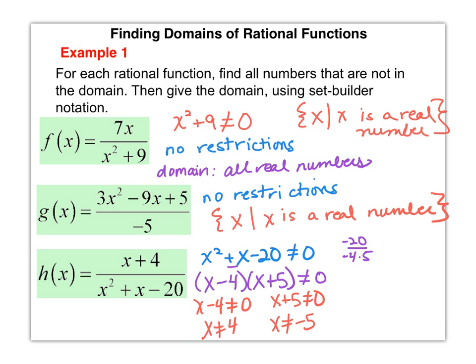Every other value of x will be part of the domain of this rational function, except for those two values of x. And we could say, using set builder notation, that the domain is all the x values such that x is any number except 4 and negative 5. So we can say x cannot equal 4 and x cannot equal negative 5.